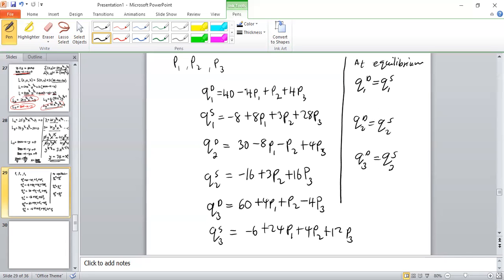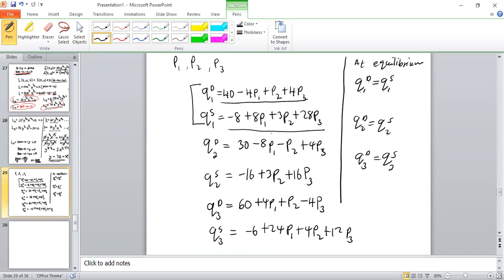So now it's an easier task. We've started solving. Pay attention. Q1D is equal to Q1S, so we are going to equate these two. This is equal to that. So let's go to the next page.